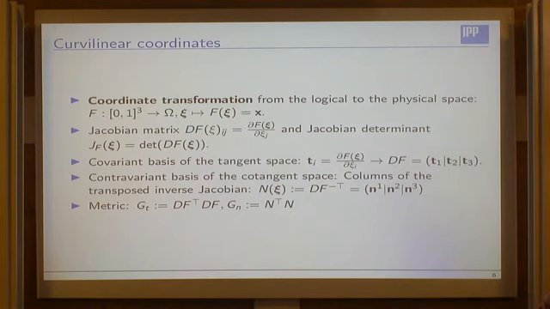So we can write down the Jacobian matrix, and based on the Jacobian we can define the covariant basis, and then the contravariant basis is defined by the inverse Jacobian. And then we will also use the metric. So here the metric for the covariant basis is denoted by G, and the metric for the contravariant basis is denoted by G inverse.